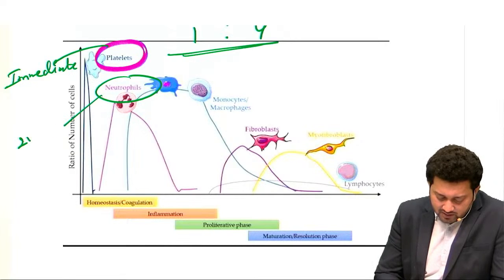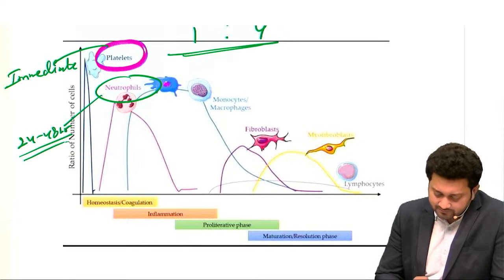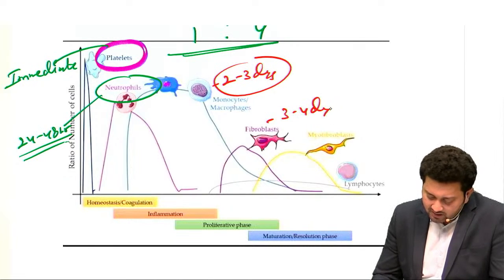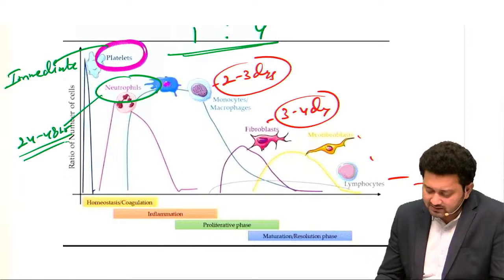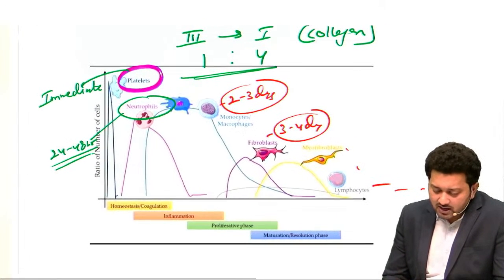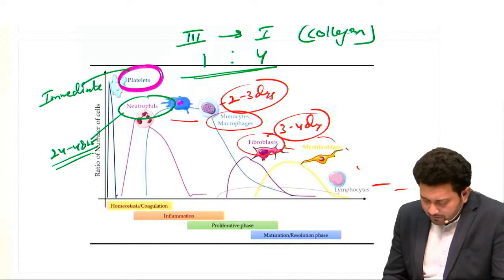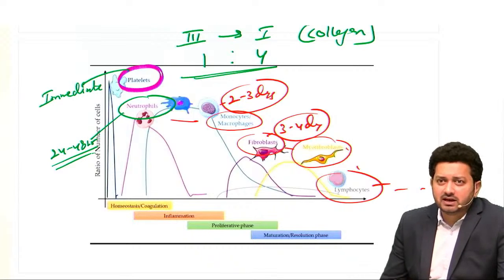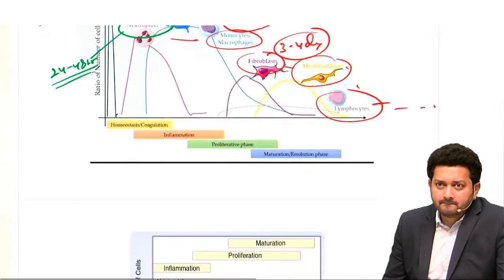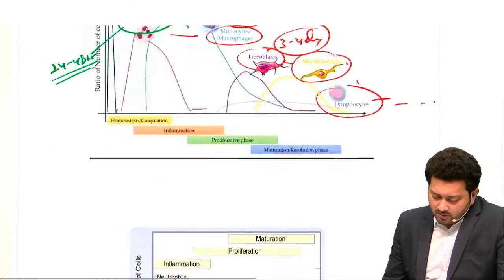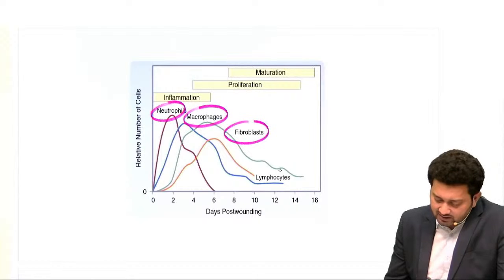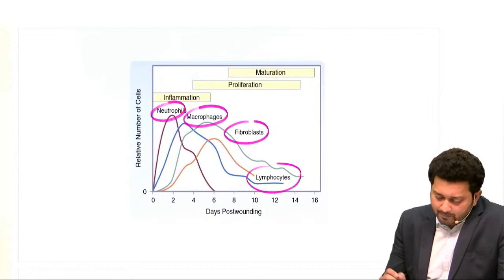Neutrophils usually come in 24 to 48 hours. Then macrophages, monocytes, 2 to 3 days. Then fibroblasts, 3 to 4 days, and then myofibroblasts, lymphocytes. This will keep on coming. So this is the order in which the cells appear in the wound healing. Initially neutrophils, then macrophages, then fibroblasts, lymphocytes come later.